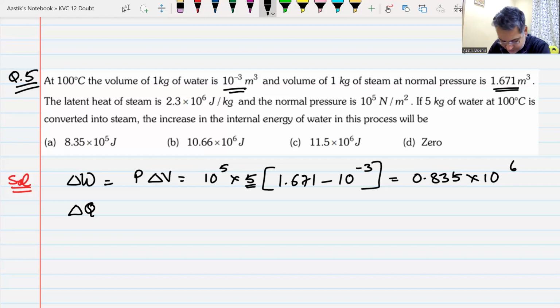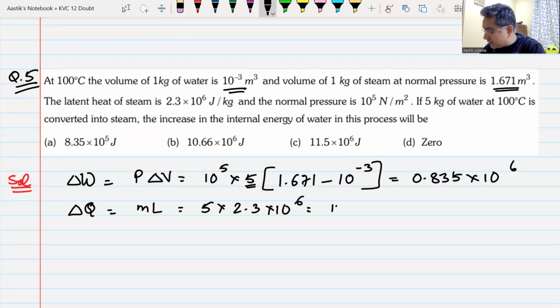Delta Q, the heat given in this process, is M into L. Just have to multiply mass by L. 5 multiplied by 2.3 into 10 raised to the power 6. So that will give you 11.5 into 10 raised to the power of 6 joules.